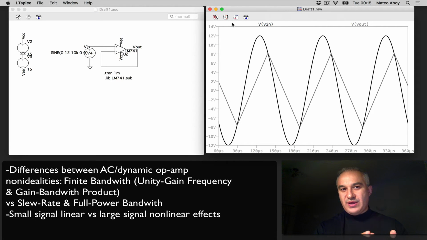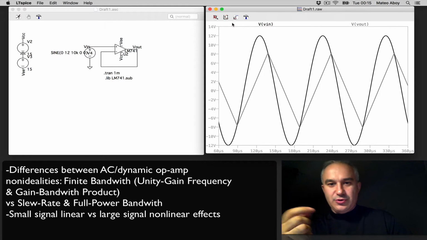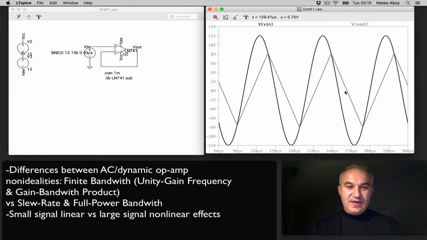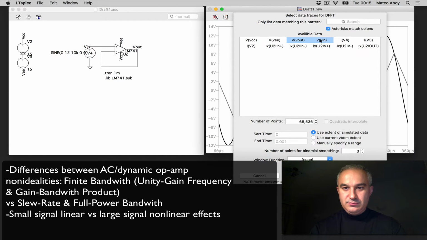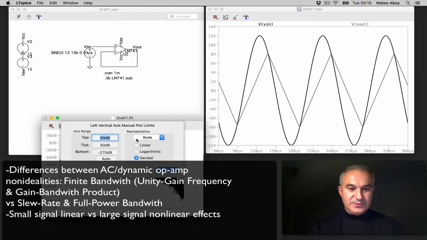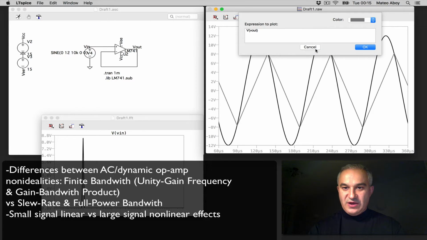So the slew rate and related full power bandwidth, or slew rate limiting frequency, is the frequency at which you start to see that nonlinear distortion. Now, if I do an FFT at the output, you start seeing harmonics. Let me just put it in linear scale. Oh, that's the input, so it's a perfect sinusoid. Let's look at the FFT now of the output.